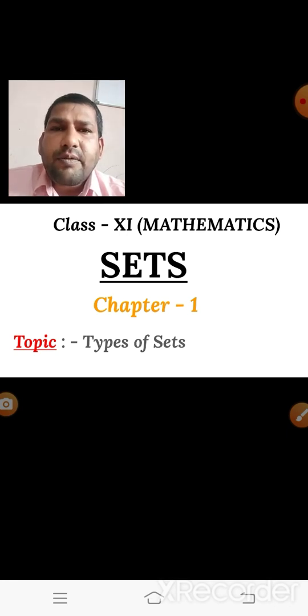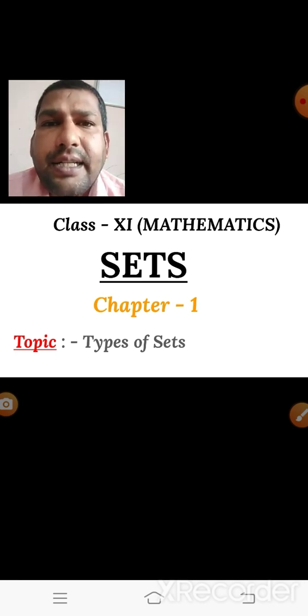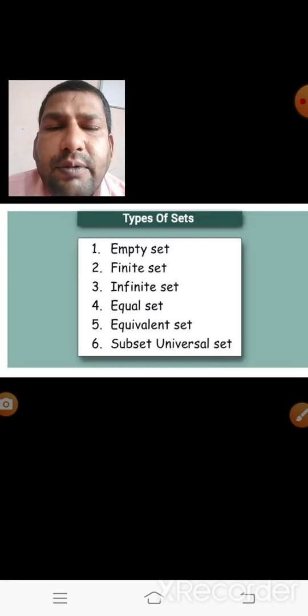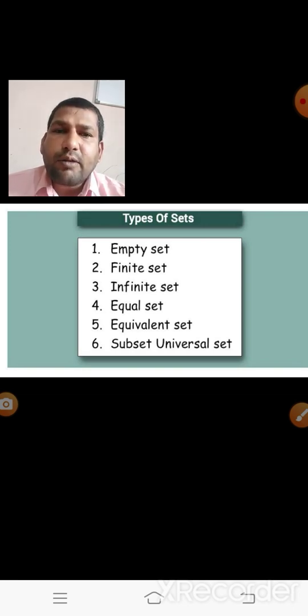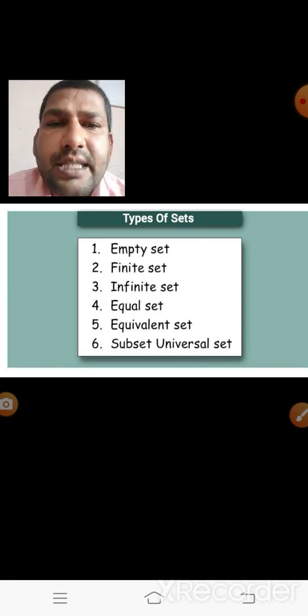Then in this presentation we are going to learn about types of set. Different types of sets we have, and in this presentation one by one we are considering each and every set here. And let us start. The different types of sets we are getting are empty set, finite set, infinite set, equal set, equivalent set, subset, power set also we are getting here, and lastly we are taking universal set. Each set has its own meaning. Let us start one by one.